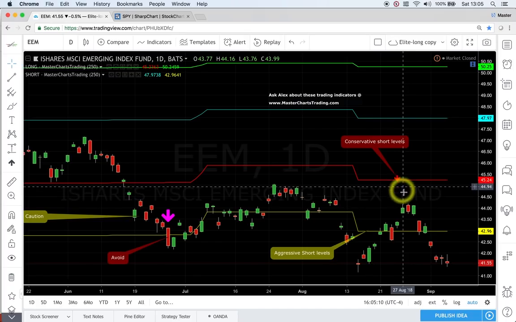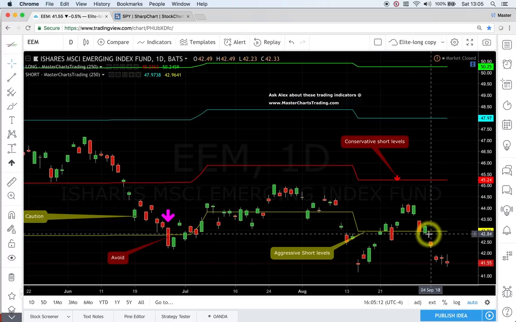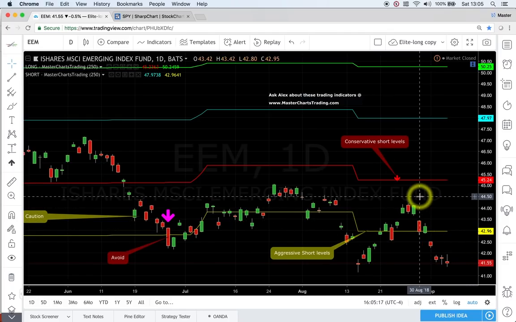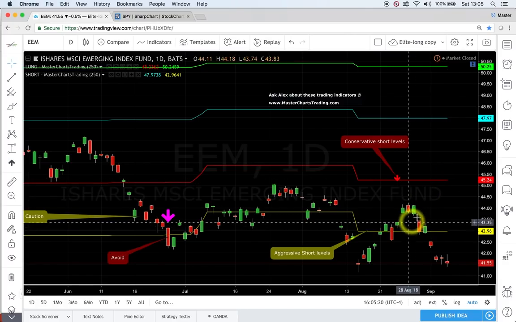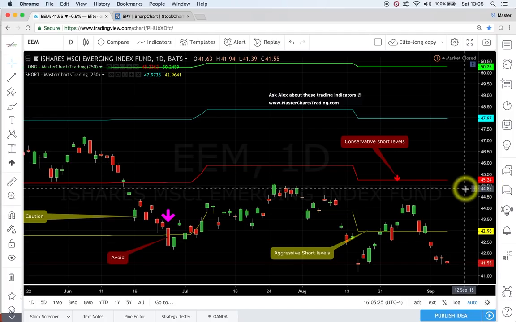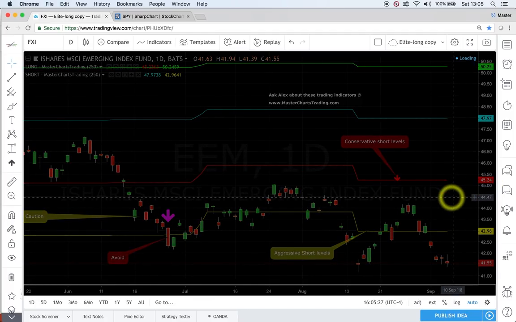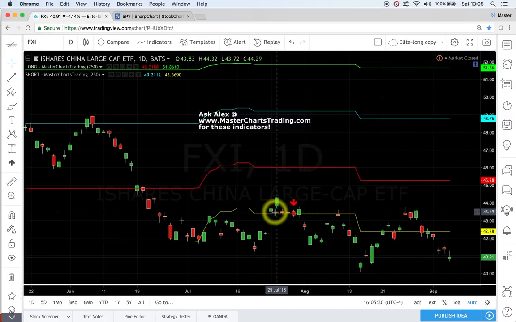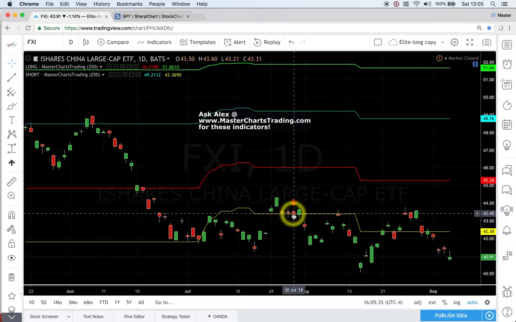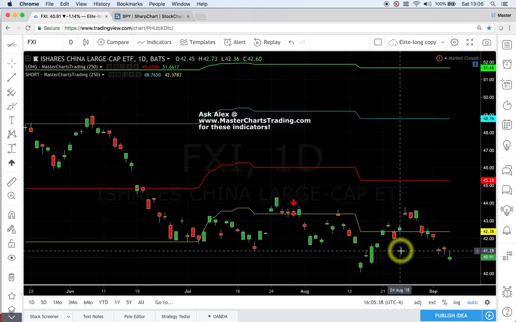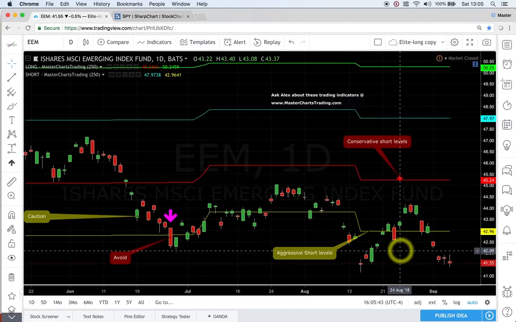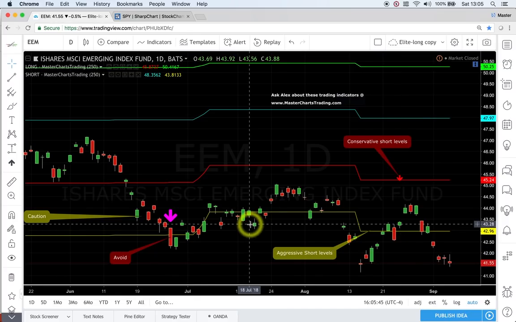Obviously, if you were aggressive, you could have shorted here at the yellow line, but I prefer personally a more conservative approach, and I would have waited for a bigger bounce to 45.25 or so. This did not materialize, but you cannot obviously enter every trade. Here's FXI, China, also a nice opportunity to short, potentially at the yellow line if you're aggressive. Overall, emerging markets seem to be in a downtrend, and I would definitely avoid it.